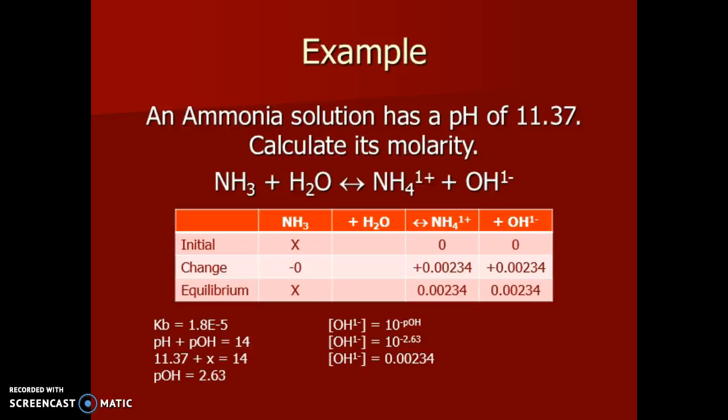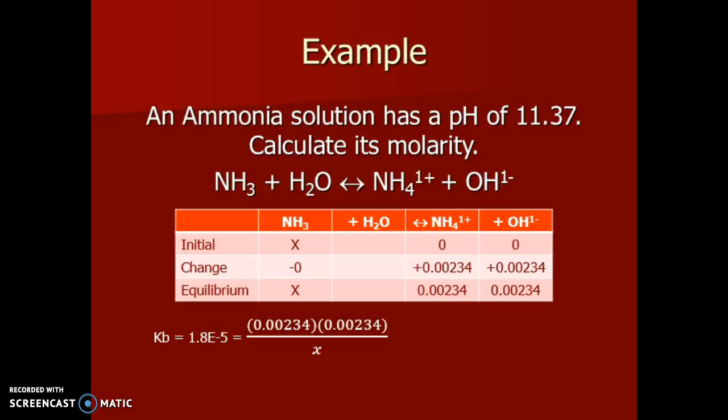And now it's really just a simple Kb calculation. So we know that Kb equals 1.8 times 10 to the negative fifth. It also equals product concentration divided by reactant. So that would be 0.00234 squared divided by X. Let's solve for X. I find that it equals about 0.31. So again, without really breaking a sweat, we were very easily able to calculate the initial concentration of the ammonia in this solution.